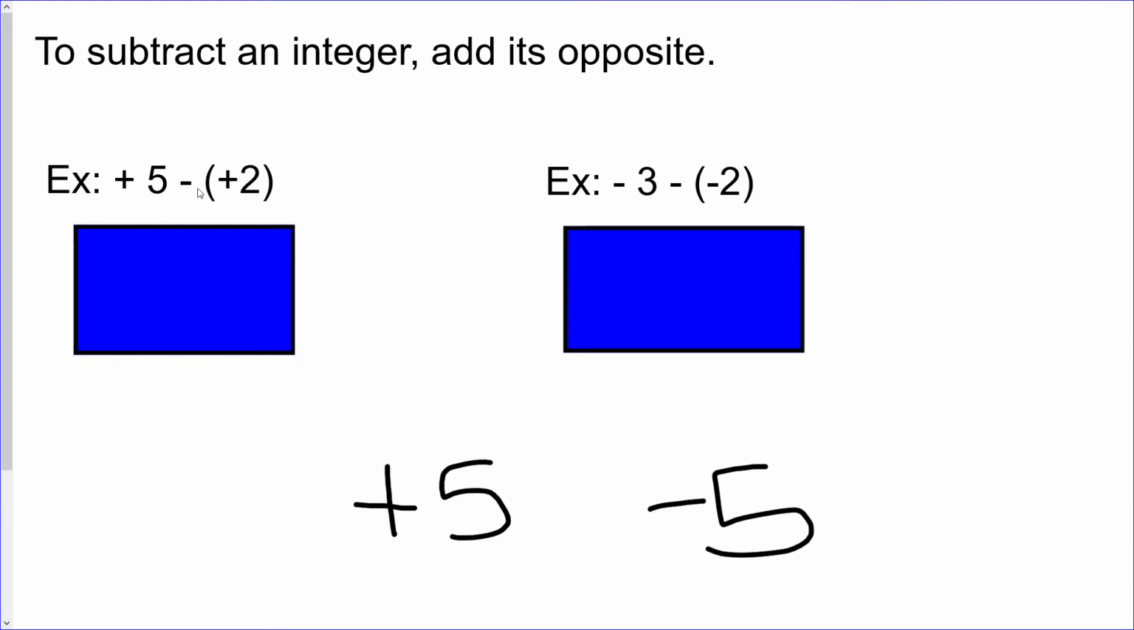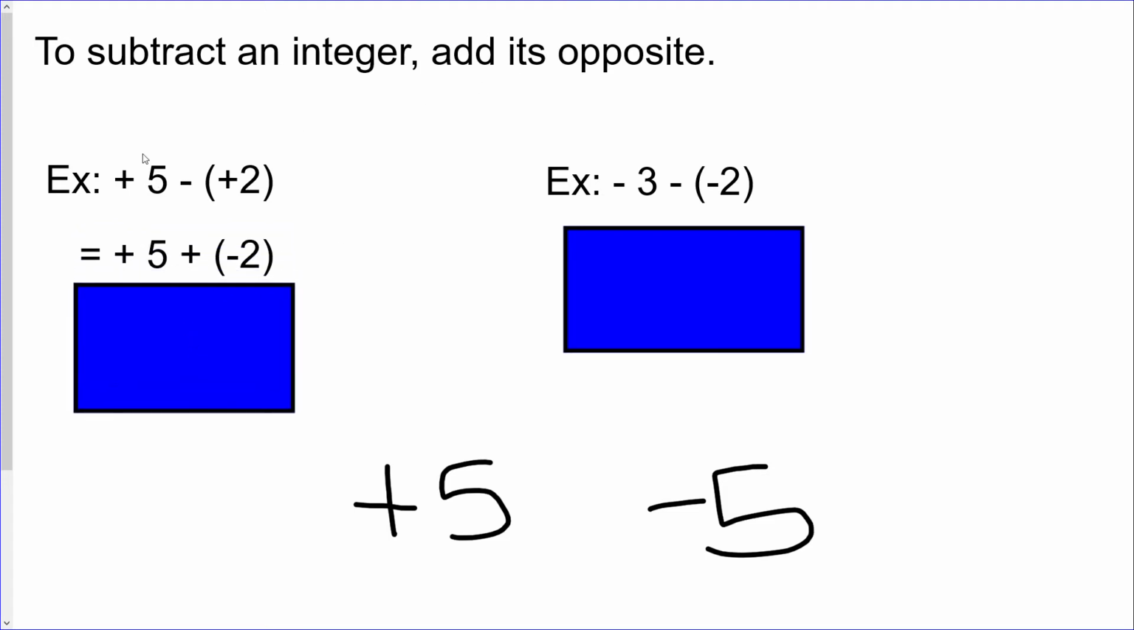So if we're adding its opposite, then what we're doing basically is we are changing that to the opposite. So the opposite is minus 2, and then adding that. So that makes it basically the same thing that we did in the last video when we were adding integers.